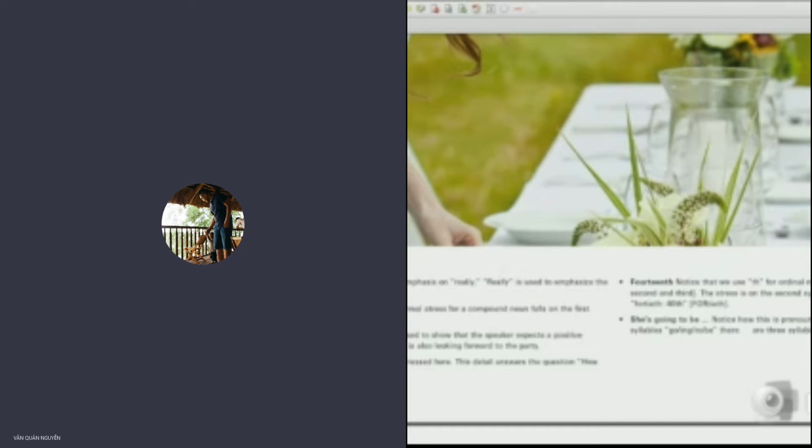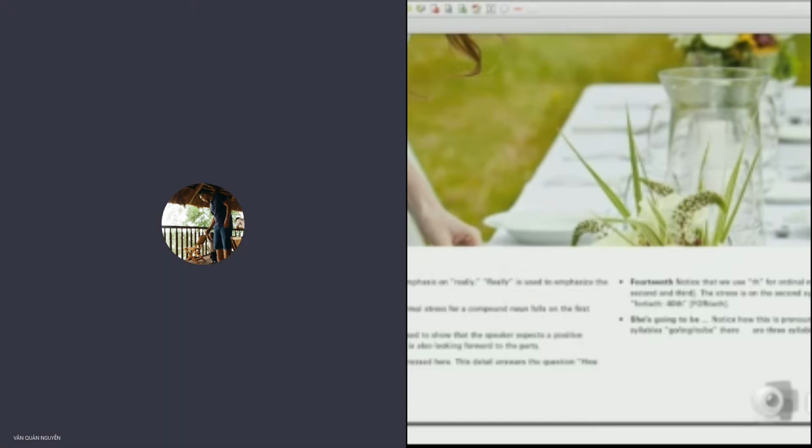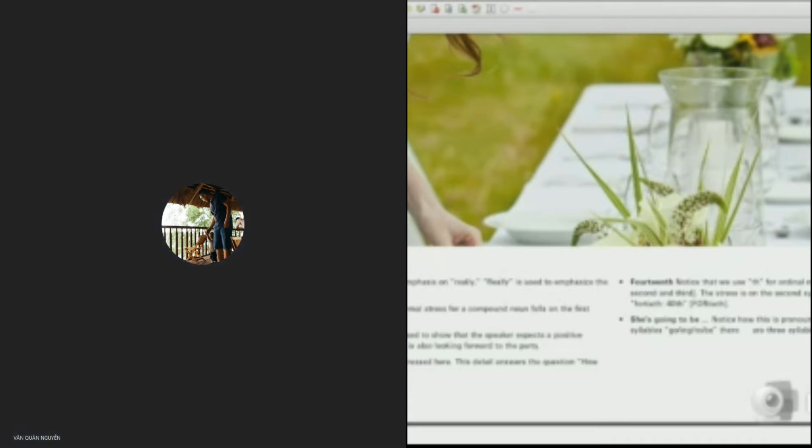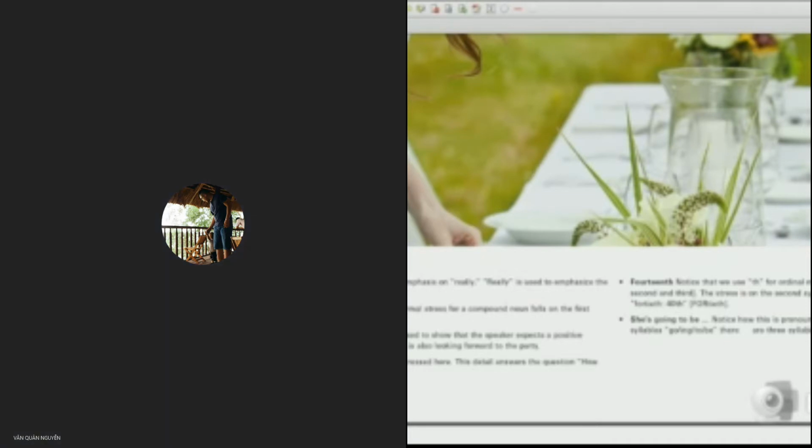Next language note, "birthday party." Notice that the normal stress for a compound noun falls on the first element of the compound. First element, so first word. It's a compound noun. It means there are two words to make just one noun. So the stress on a compound noun is on the first word. So it's on "birthday."